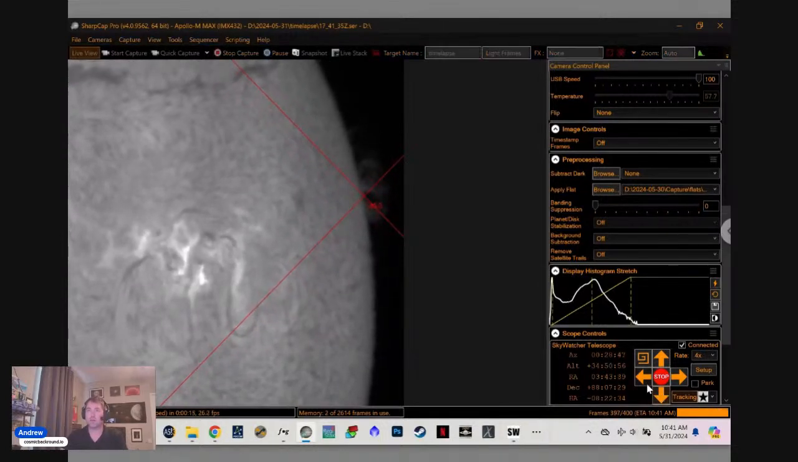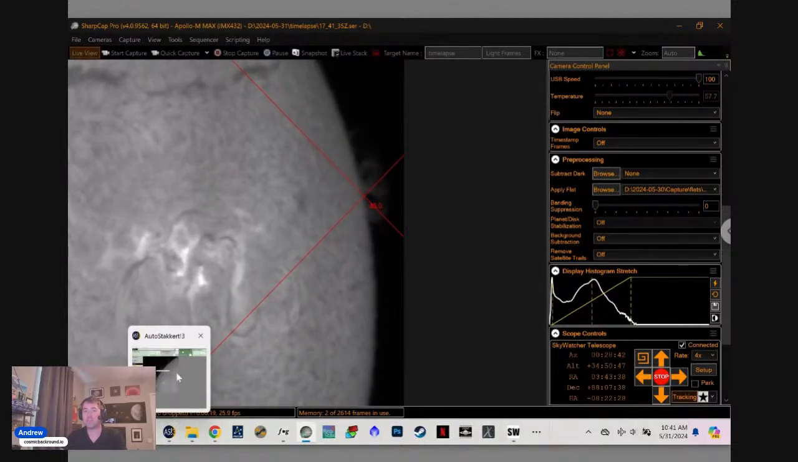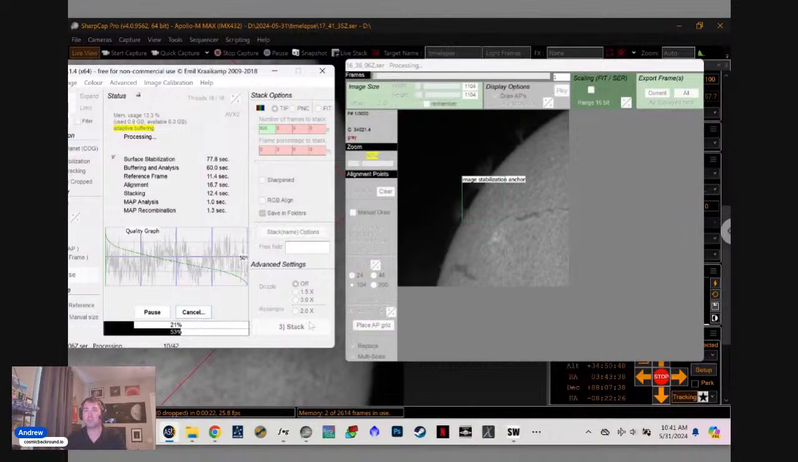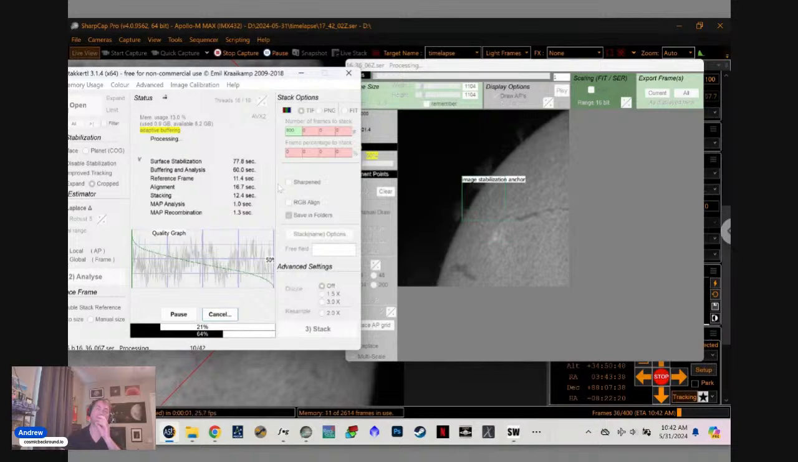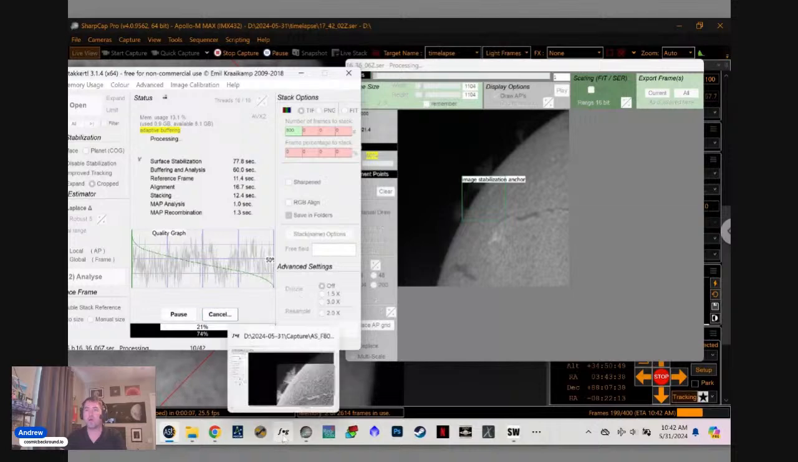By the way, guys, I'm actually still stacking yesterday's observations. Let's see, is it still going here? Yeah. Look at this, I'm 21% of the way through. This isn't the time lapse. Actually, this is from this morning, so this is something different. Let me show you what I shot this morning, because it's really cool.